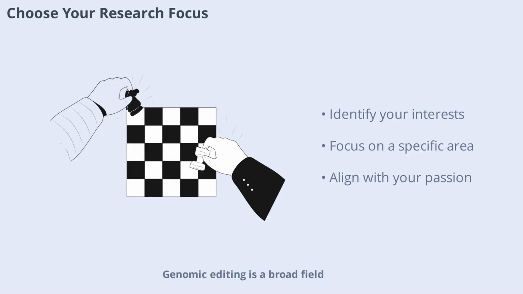Genomic editing is a broad field, so it's important to narrow down your research interests. Do you want to work on human health, agriculture, or basic science? Identifying a specific area will help you focus your reading and experiments. Think about the problems you're passionate about solving and how genomic editing could be applied. This clarity will guide your next steps and make your research more impactful.